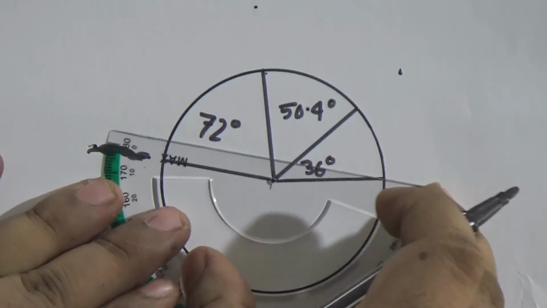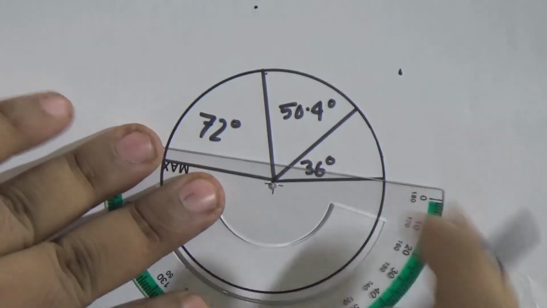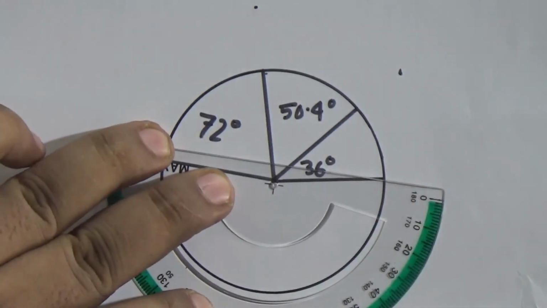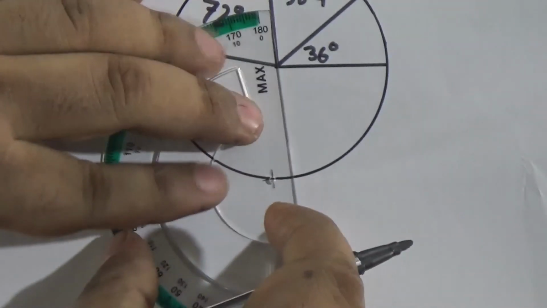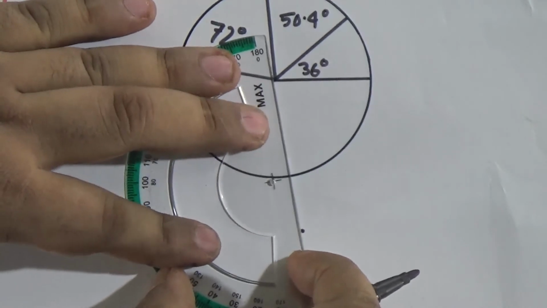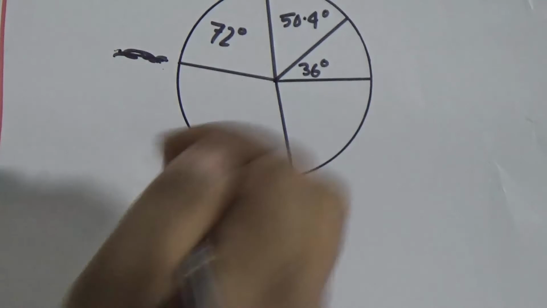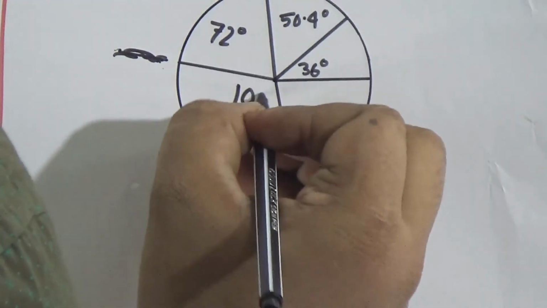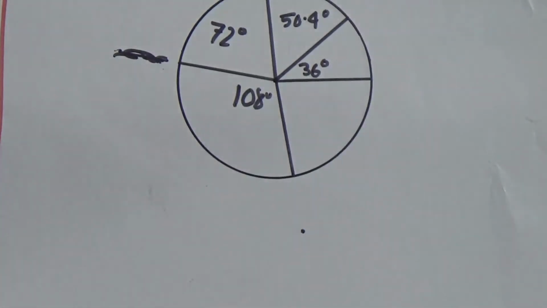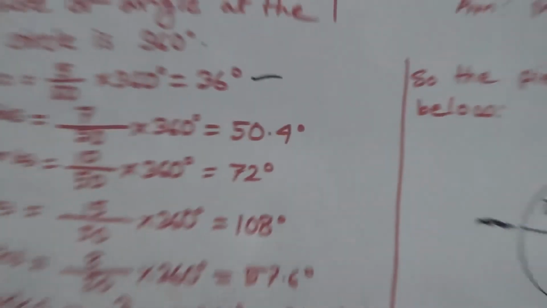Where is 108 degree? This is 90 degree, this is 100 degree and this is 180 degrees here. Okay, now I add. This is 108 degree. After that 57.6 degree.